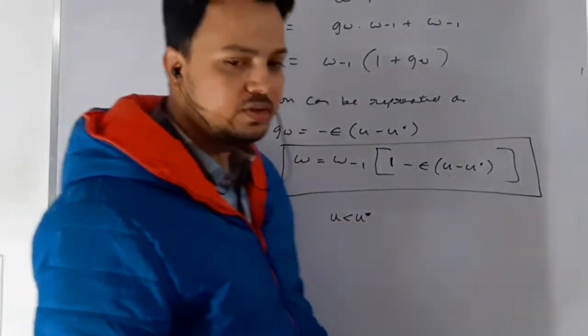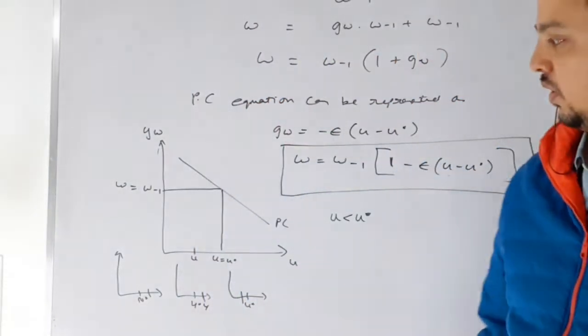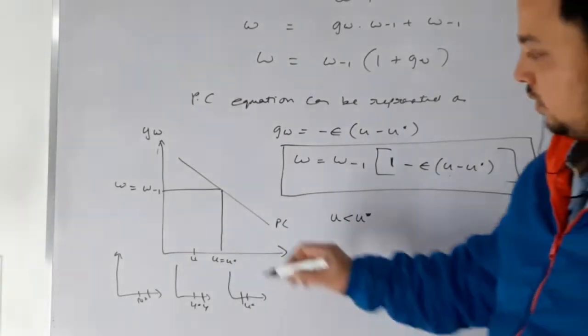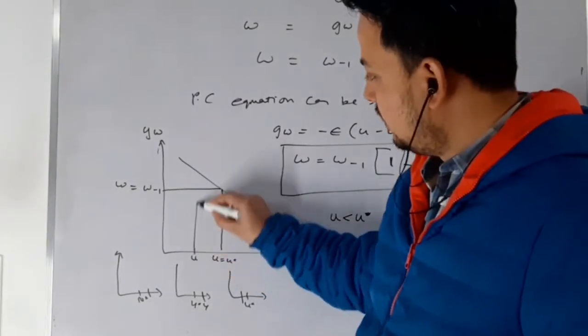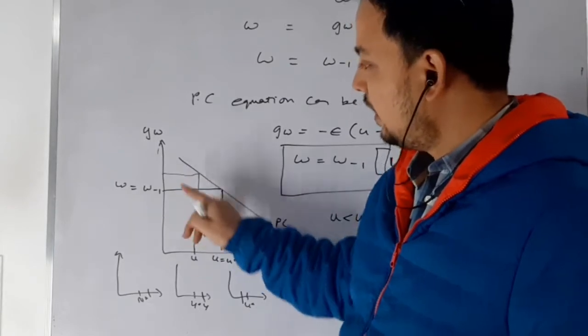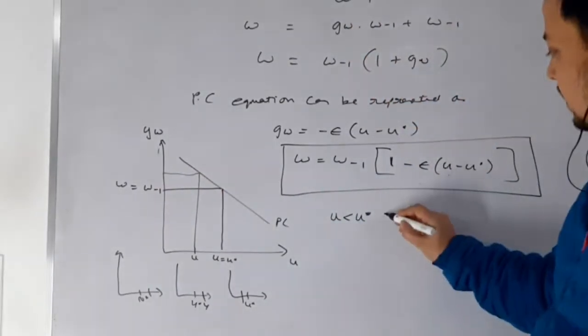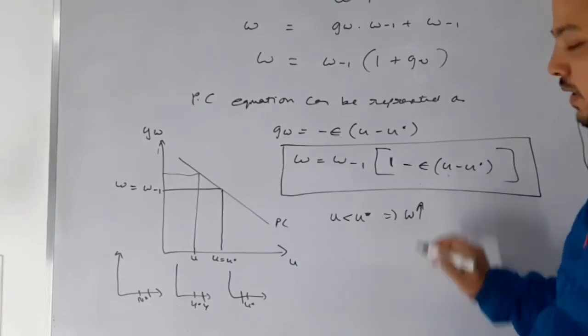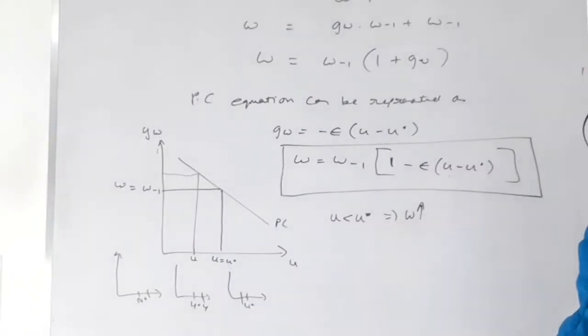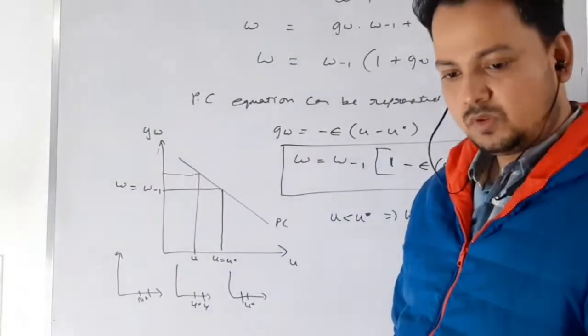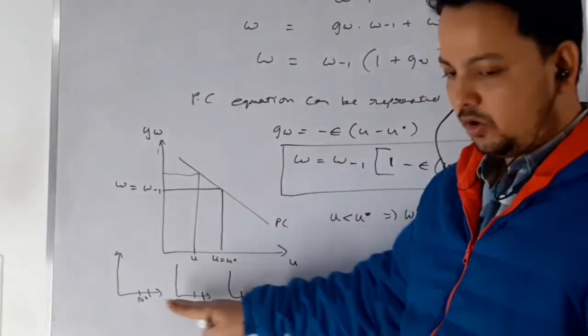When u is less than u star, what will happen to wage? Will wage rise or fall? Look at this one. This is less. So what will happen? Current year wage will rise. Current year wage will increase compared to the previous period. So you have wage inflation.